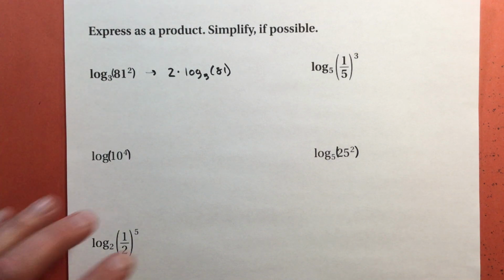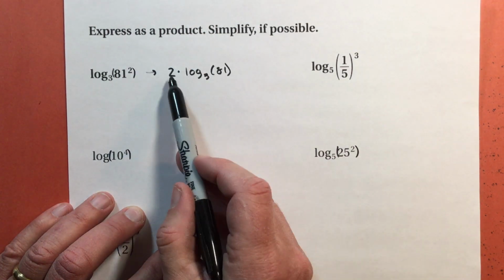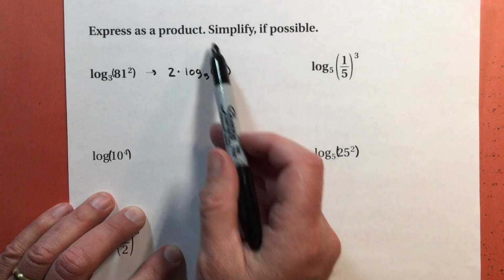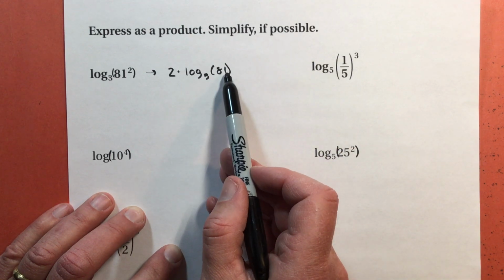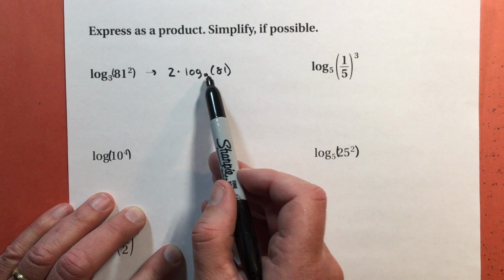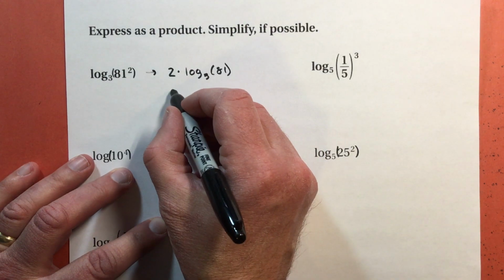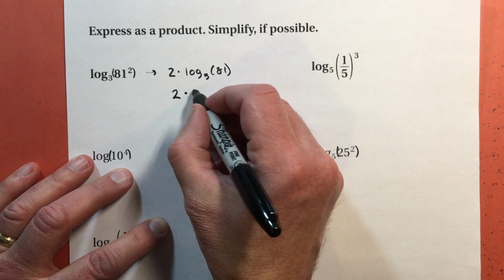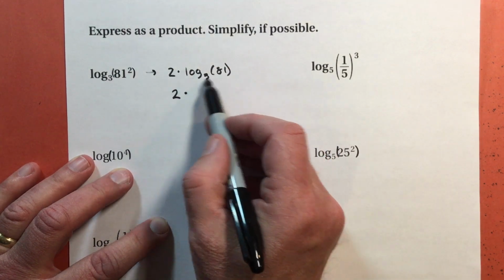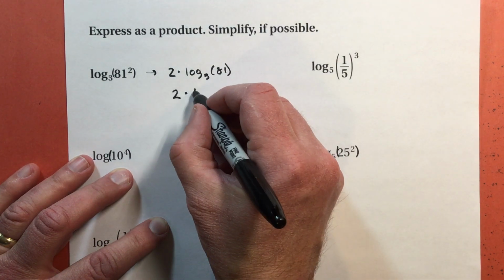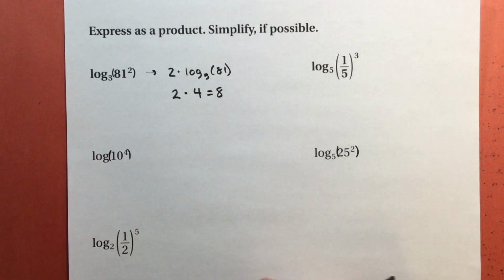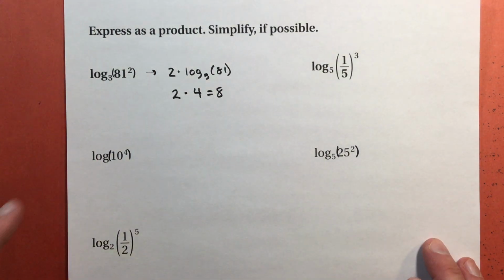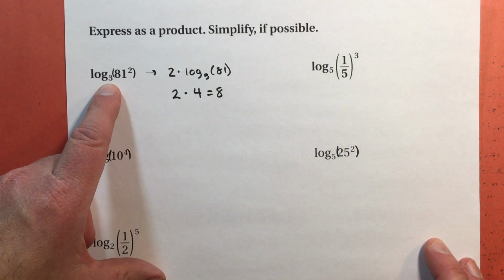That's it. That's the product. That times that. Simplify if you can. Well, 3 to what power equals 81? 3 to the fourth power equals 81. So this becomes 2 times the exponent. Remember, the logarithm is the exponent. 4, which equals 8. Now this one's kind of nice because 81 is also a power of 3.